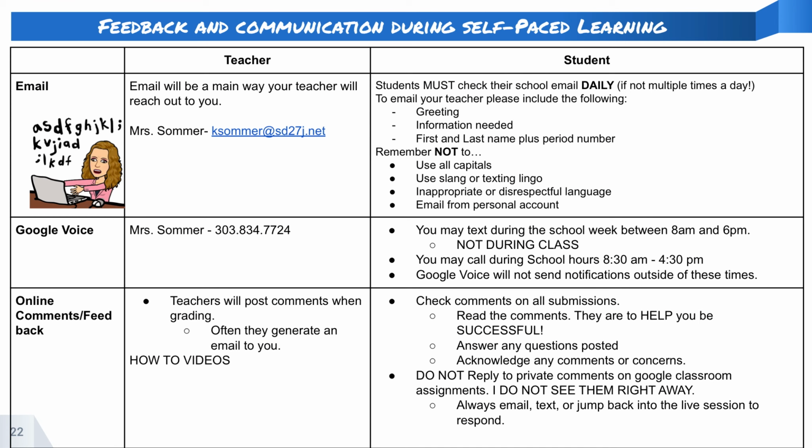So, feedback and communication during self-paced learning. Email is the best way to get a hold of me. Also, my Google Voice number can be used to text me. With regards to private comments on Google Classroom assignments, I don't see those right away. The best way to get a hold of me is either emailing me or texting me.